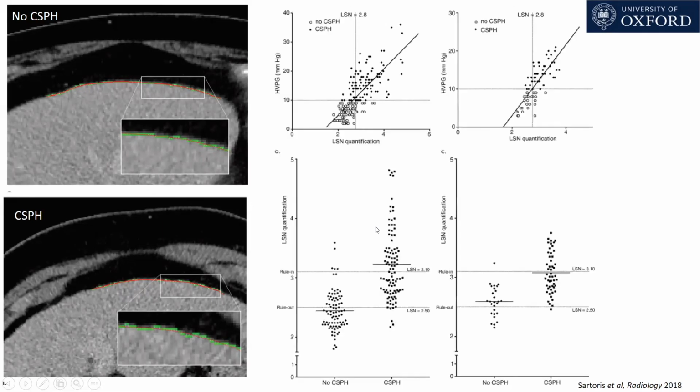And again, they look at the association with HVPG and this quantification of liver surface nodularity with good associations. And here they propose a rule-in and rule-out cutoff, where those above the rule-in cutoff can be diagnosed with clinically significant portal hypertension based on this measurement. Those below the rule-out can be diagnosed as without CSPH, whereas those in the middle may still require HVPG, but again, the number of patients needing HVPG would be much less.